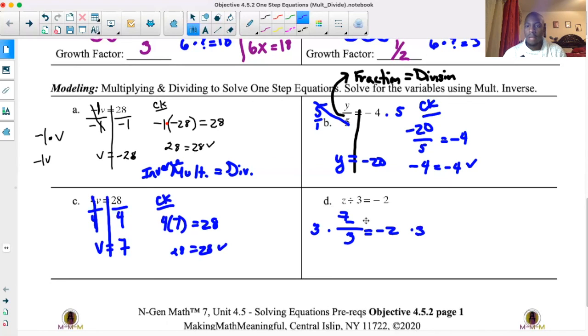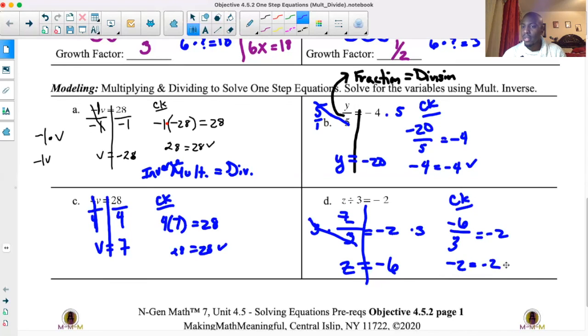Remember, you got to multiply both sides by 3. And this is my wall I just drew to separate them. These 3's are going to cancel, leaving me with just the letter Z is equal to -2 times 3, which is -6. Of course, I'm going to check my answer because I want to make sure it's right. -6 divided by 3. Does that equal -2? And the answer is -2 is equal to -2. So my answer is correct.